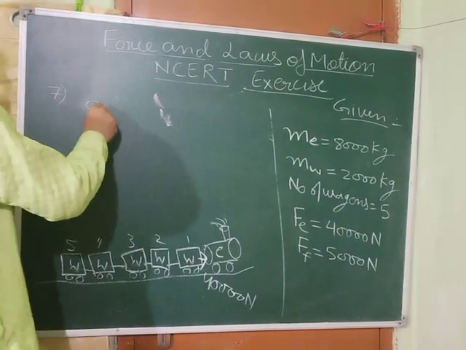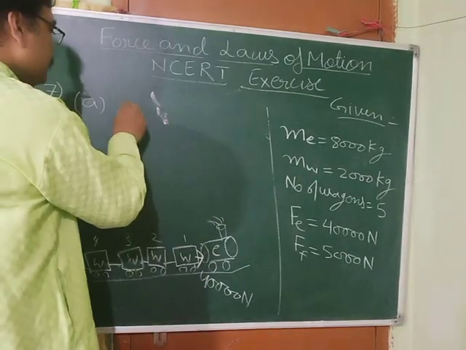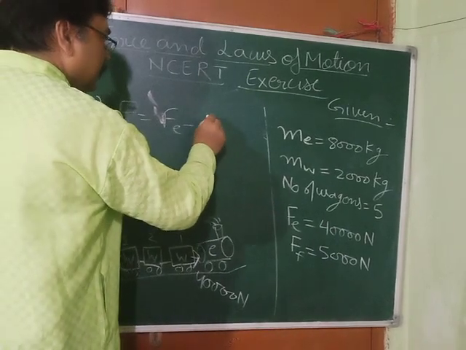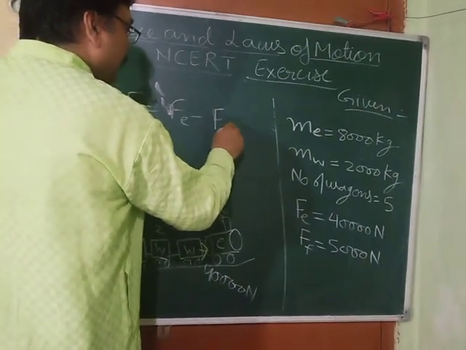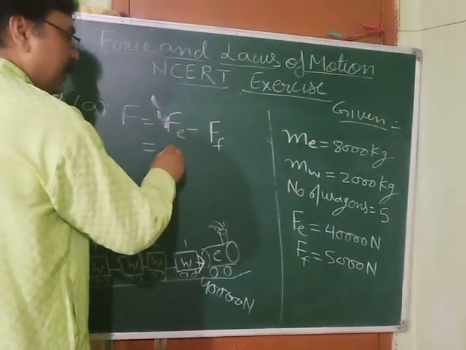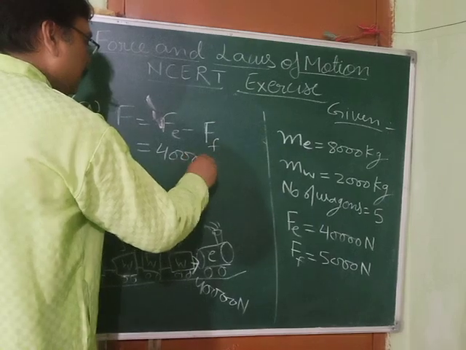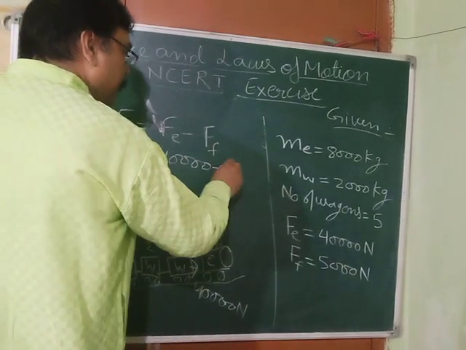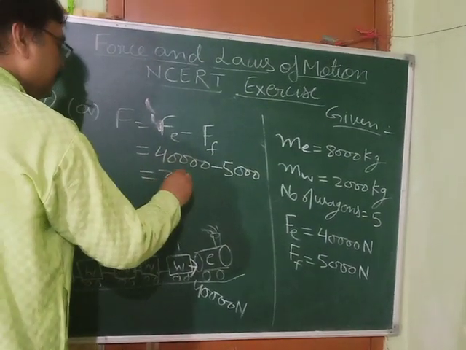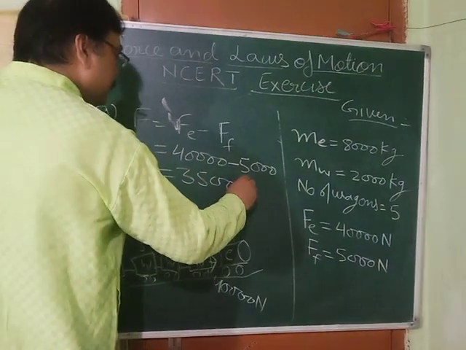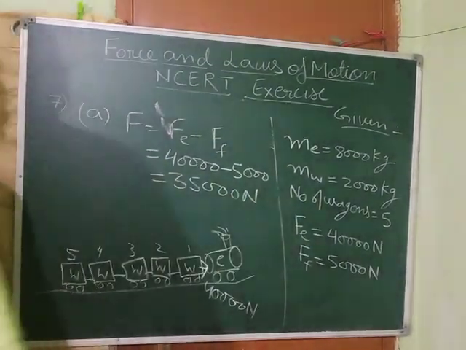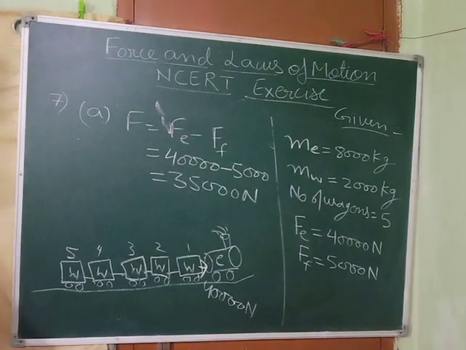First part, what is the net force that you have to find out? So net force is Fe minus f, that is friction force. How much force is the engine applying? 40,000. How much is the friction force acting? It is 5,000. How much will you get? 35,000 Newton. This much force will be acting. This is the net accelerating force.